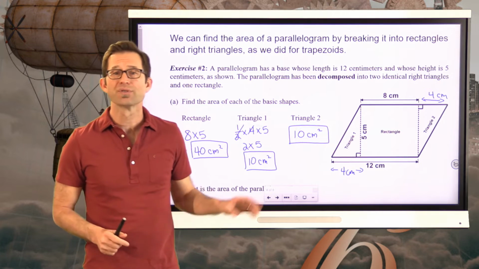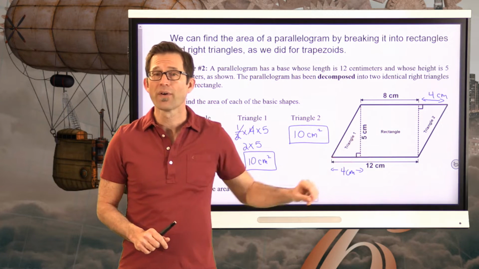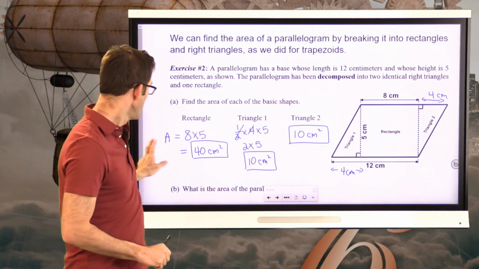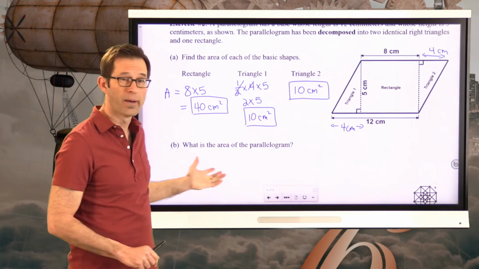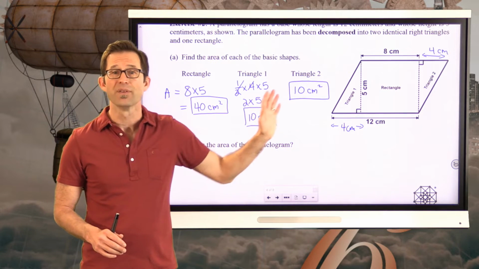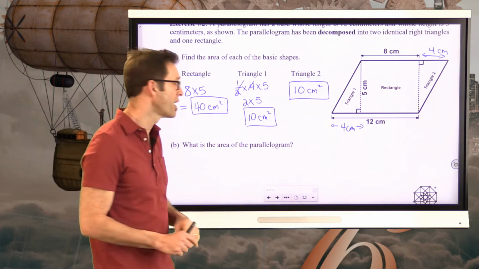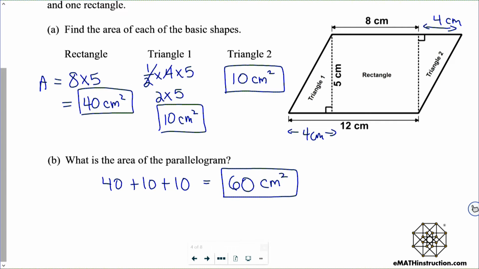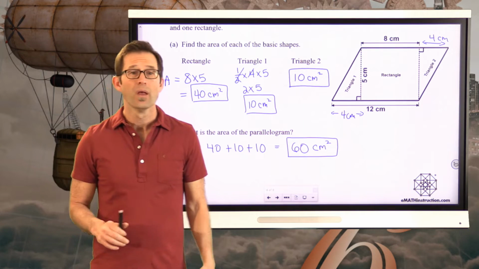Now, area measures the space inside of a figure. So if I now want the space inside of the entire parallelogram, the area of the parallelogram in letter C, I can find that very easily by just adding up these 3 individual areas. Let's do that together because it's simple enough, right? 40 plus 10 plus 10 will give me 60 square centimeters. And that's it, right? Simple.